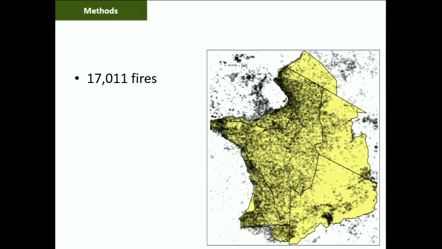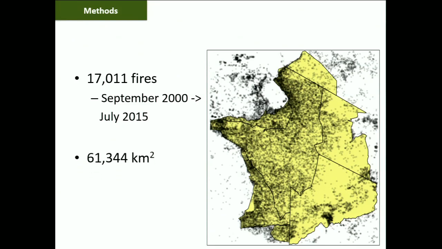Just that data set gave us 17,000 fires, and that's just a point map of them across our ecosystem. It covered about a 15-year data period from September 2000 to July 2015. This study area is 61,000 square kilometers, and the protected areas are about half of that.